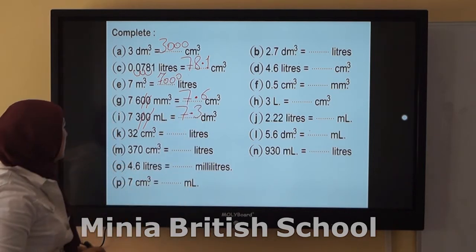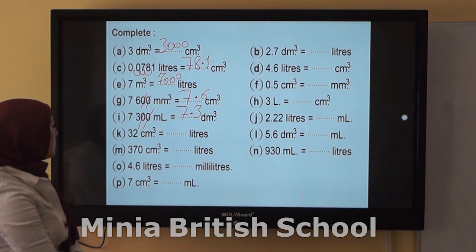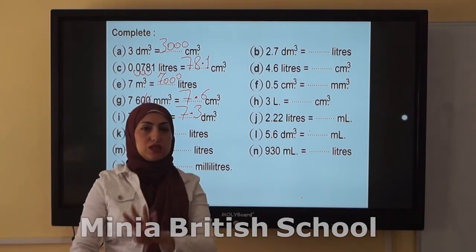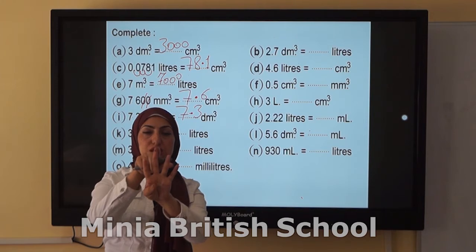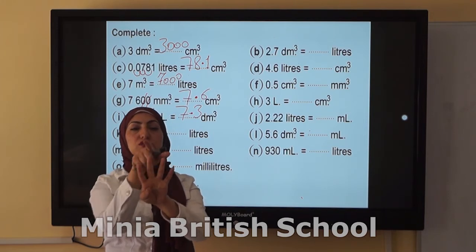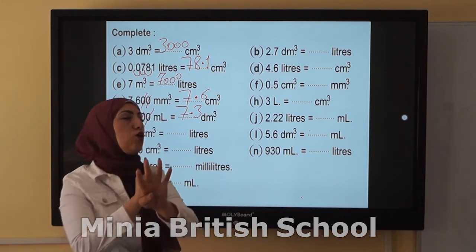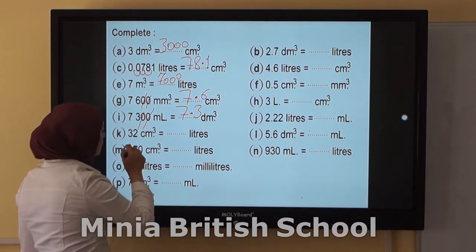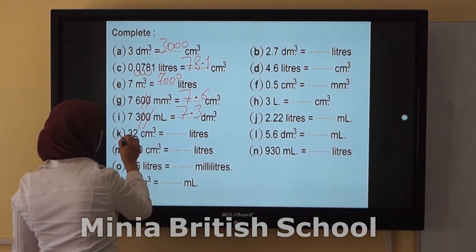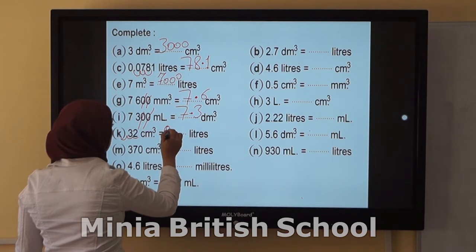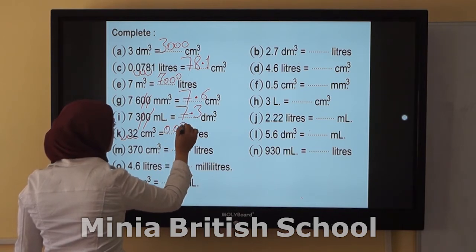Here, from cubic centimeter to liters, or cubic decimeter. So I have to divide by 1,000. So it will be 0.032.